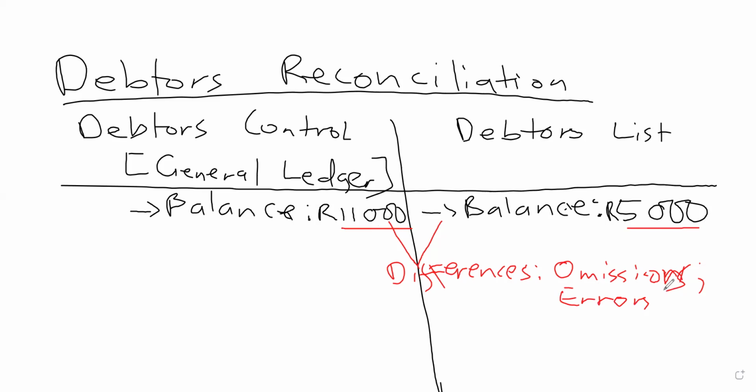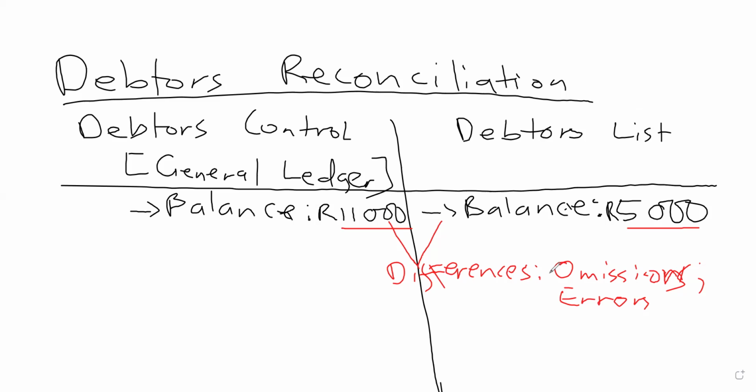There was an omission that was either made on the debtors control side, or there was an omission that was made in terms of updating our debtors list. So for example, like I've indicated, on the debtors list, you see all the different debtors that the company had. So it could be that debtor A was owing us something like 10,000 rands. Debtor A actually paid us 7,000 rands, but we never updated that information on our debtors list.